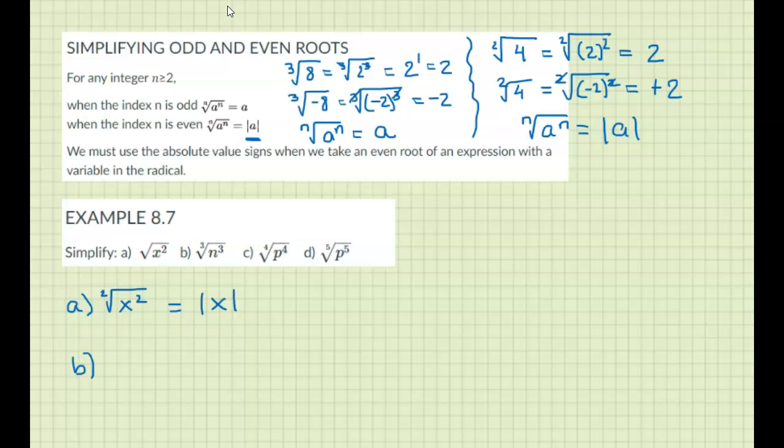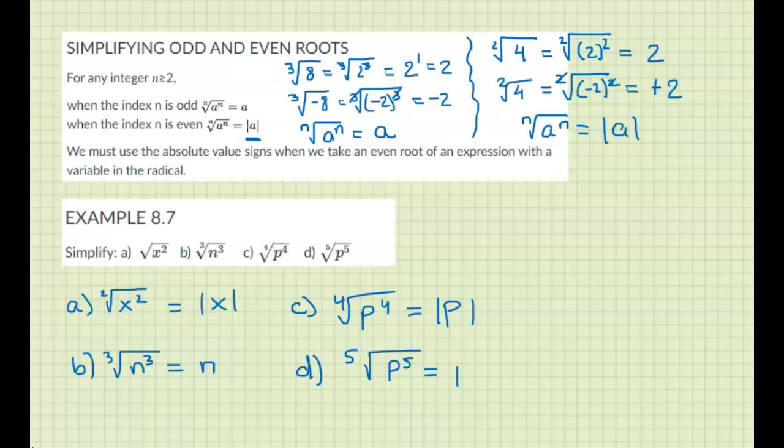Let's look at B. Cube root of n cubed. You divide 3 by 3. You divide the exponent by the index, you get n to the 1. And because this is odd, you don't put absolute values. Next, 4th root of p to the 4. You divide 4 by 4, you get p to the 1. Because this is even, you put absolute values. Next, 8th root of p to the 5. P to the 5 divided by 5 is 1. Because it's an odd index, you don't put absolute values. Right? So these are our answers.